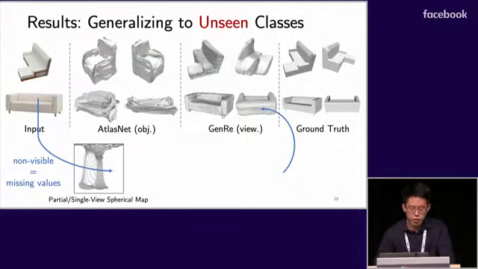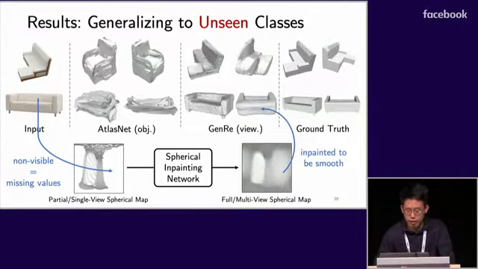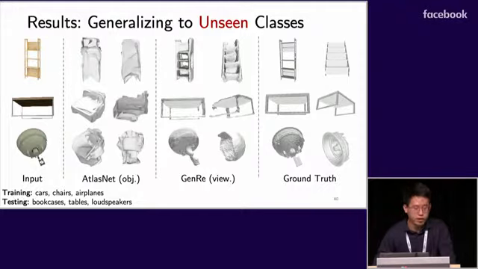Completing a non-visible surface in 3D is actually easy in the spherical domain. The non-visible sofa back shows up as blank or missing values in the partial spherical map. And our inpainting network then guesses the missing values in a smooth manner, shown on the right. This operation basically completes the non-visible 3D surfaces. Here is generalization to bookcases, desks, and loudspeakers. GenRe reconstructs shapes that correctly represent the novel categories. Quantitatively, reconstructions by GenRe are over 26% better for these three novel classes.